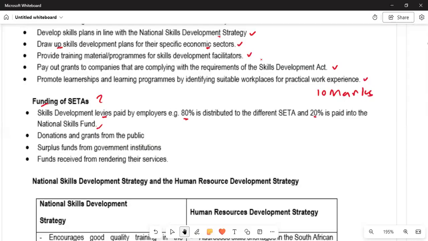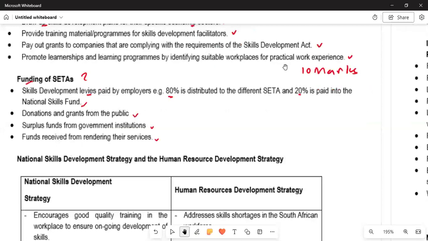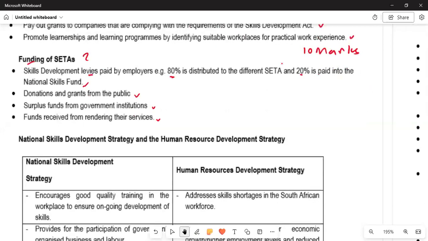Also, they get their funds from government institutions. Also, they get funds received from rendering their services. So this is how the SETA is funded. So that is as well very important. So these ones, it carries 4 marks. Normally, they only want 2 points from this sector.